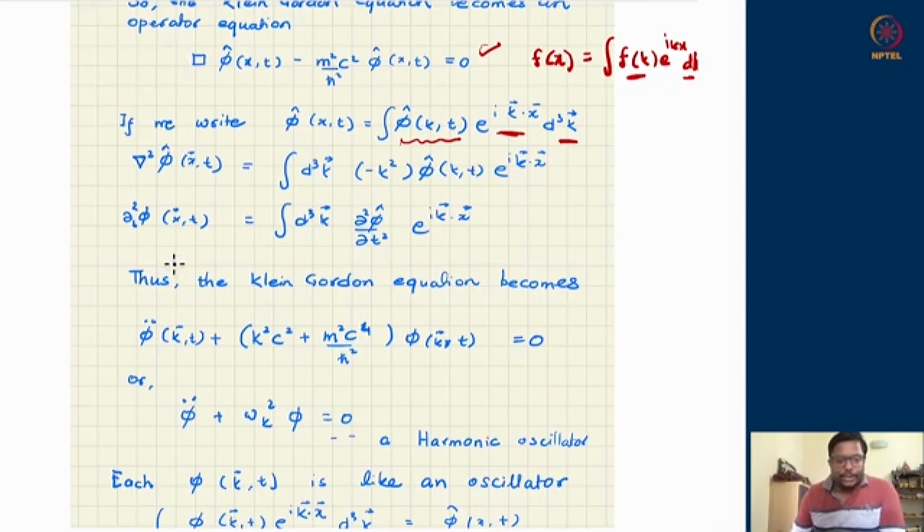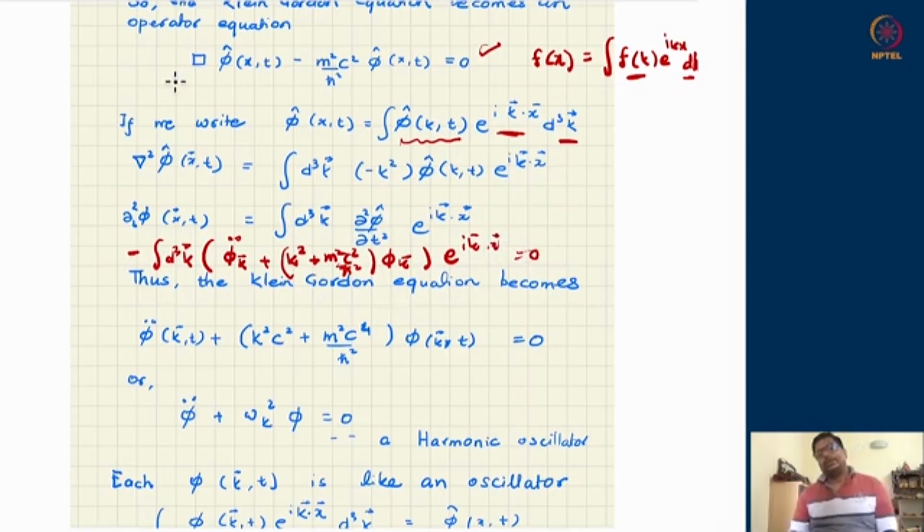You will get, ultimately, with a minus sign, the integration of d3k, phi of k double dot coming from the double derivative of phi with respect to time, plus k square, which is kx square plus ky square plus kz square, plus m square c square upon h bar square, and both the terms come with phi k and then e to the power i k dot x, equal to 0. So the Klein-Gordon equation, when opened up in the Fourier basis, becomes this equation.